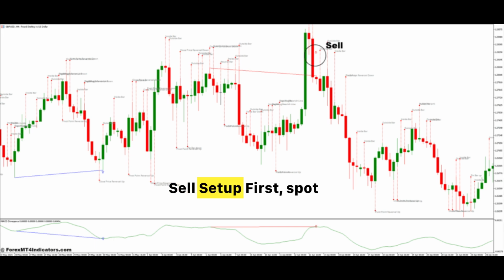Sell setup. First, spot a bearish reversal pattern, like a double top or standard head and shoulders. Then confirm bearish MACD divergence. Price makes a higher high, while MACD makes a lower high.